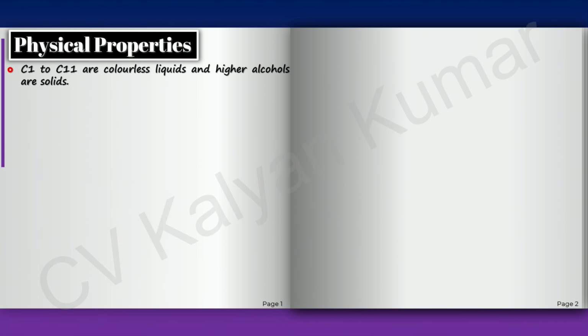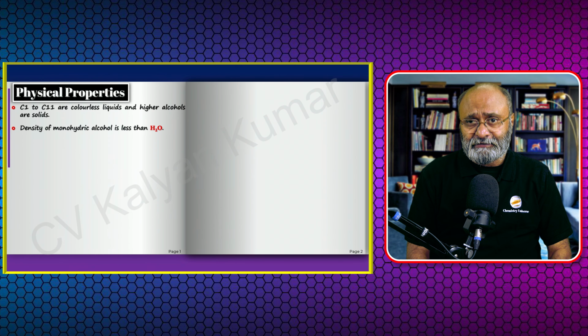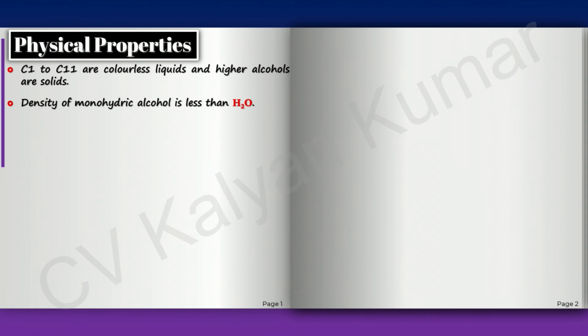It is seen that the density of monohydric alcohol is less than that of water. So all the monohydric alcohols, the ones with a single OH, are all lighter than water. But they're not going to float in water as they are soluble in water. So when you have an alcohol which is soluble in water, it will definitely not form a layer. But there are alcohols, in fact most of them, that don't dissolve in water and they will definitely float in water, forming a layer above the water layer. Now, density is directly related to molecular weight for monohydric alcohols.